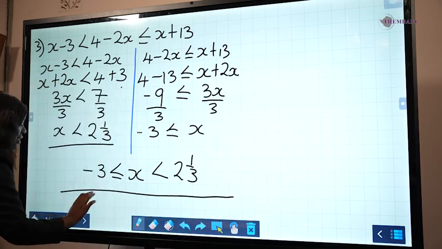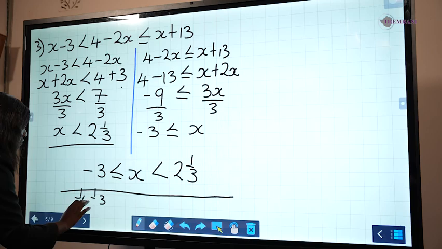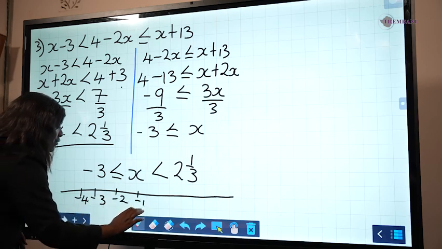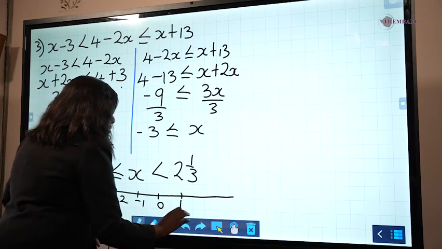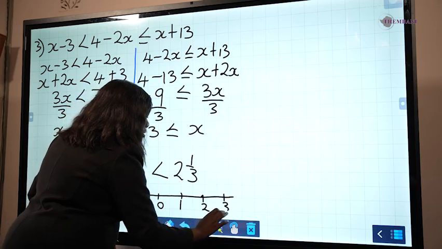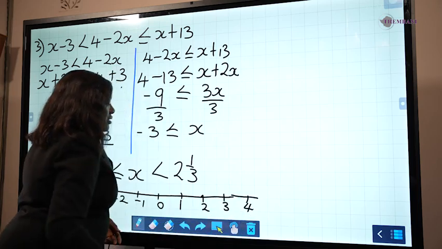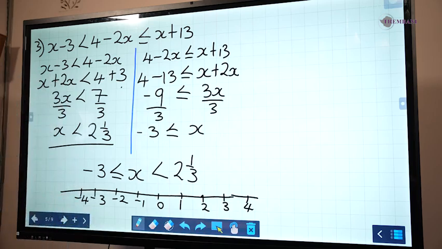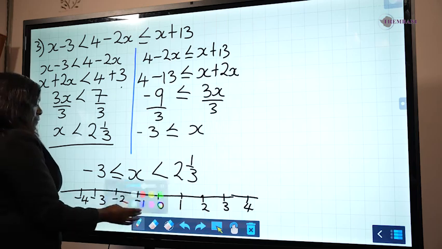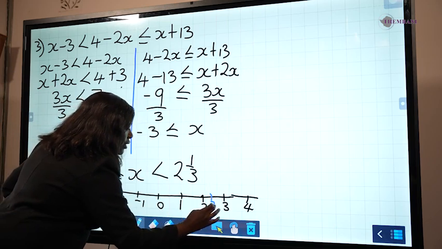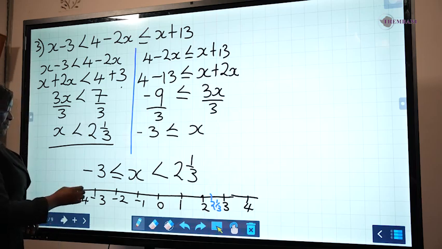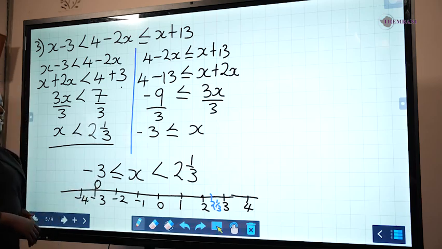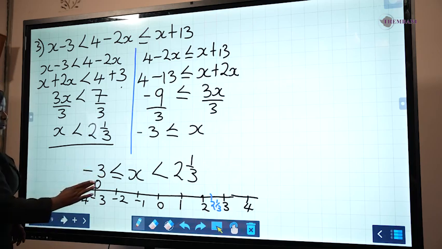So on my number line, what is important is negative 3, negative 2, negative 1, 0, 1, 2, 3, and I'm just going to add a 4 for interest's sake. After doing that, I need to identify where 2 and 1/3 is. 2 and 1/3 is here, somewhere there. So I put my circle on -3. Are we shading the circle? Yes, because we have or equal to, so we are shading the circle.